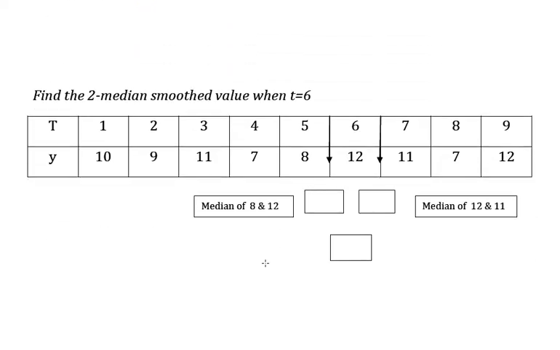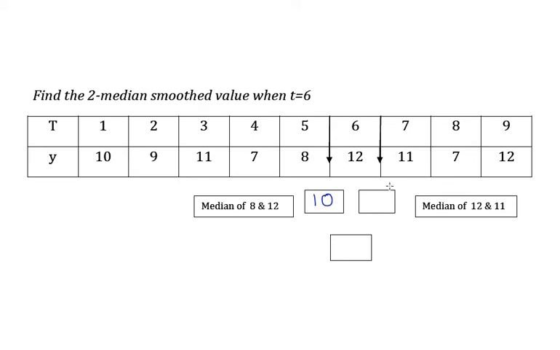This one is the 2 median smooth value when t is equal to 6. Again, bring your arrows down either side of the 6. This first value here would be for the left-hand side of 6. Those two values are 8 and 12. Therefore, I need the median of 8 and 12. So you can add them together, divide by 2, or that one's easy.